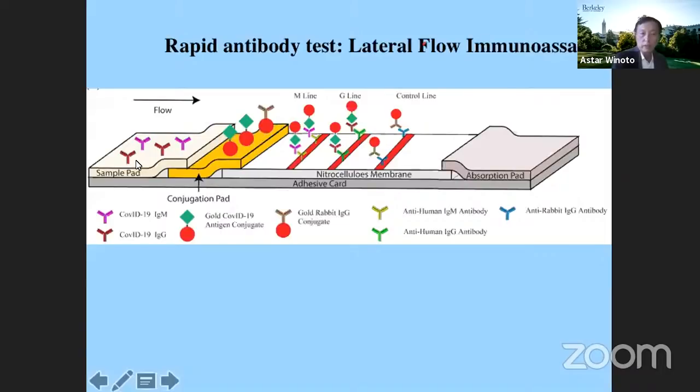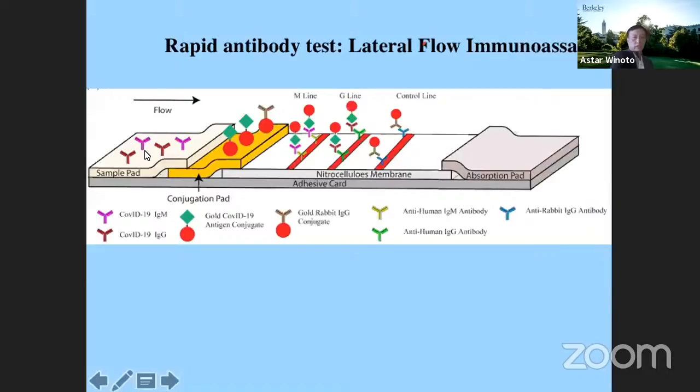And if there is no antibody against the coronavirus protein, it will just flow and carry this rabbit IgG with the gold all the way, and then it will stop over here. It will stop over here because the anti-rabbit IgG antibody will capture it, because it will bind to the rabbit antibody, and the gold will cause it to be visualized as color over here. So you can visualize the gold.